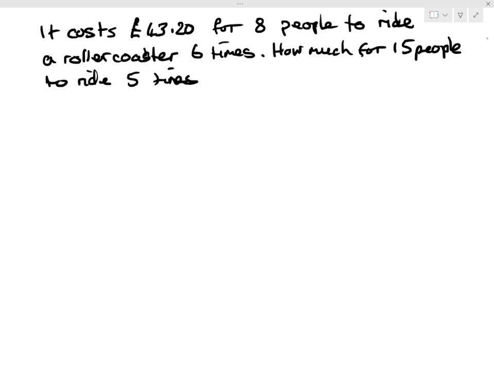So 8 people to ride, £43.20. So if you do £43.20 divided by the 8 people, it'll tell you how much it's for one person. So it's £5.40 for one person to do one ride. For one person to do it 6 times, you do £5.40 divided by 6 is 90p.